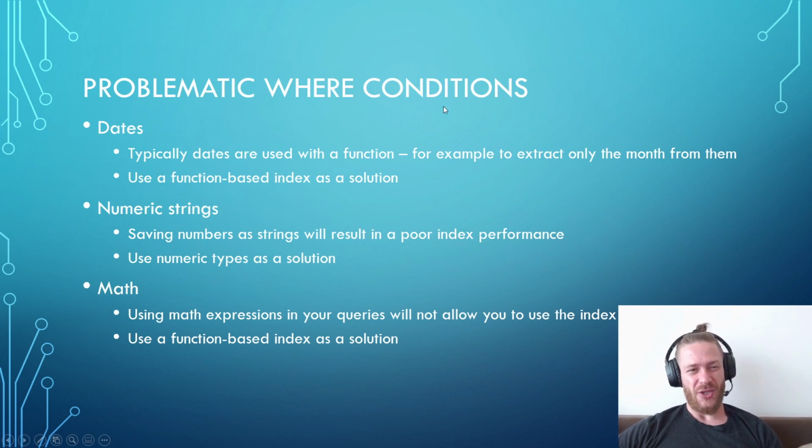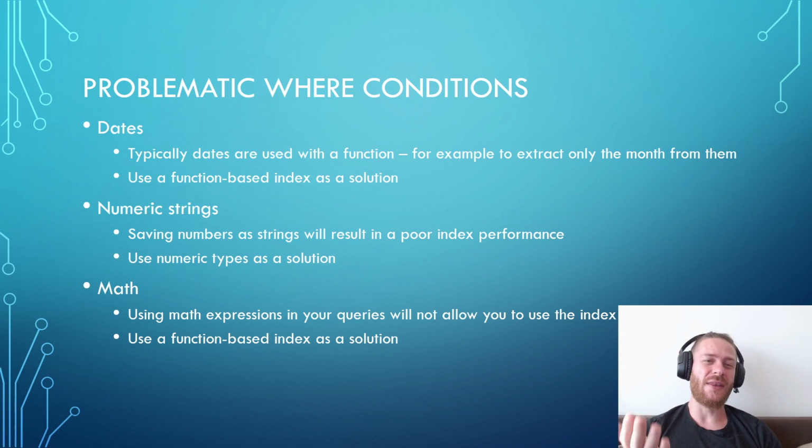Other problematic where conditions. First, dates. Usually you use dates with some sort of a function. For example, you truncate, you get only the month of the date but store the full date. We already know that using functions on indexes does not work very well. So how to solve that issue? Just create a pre-computed column and use an index on that column. So if you happen to work with dates and use some functions with these dates, make sure that you index them correctly.